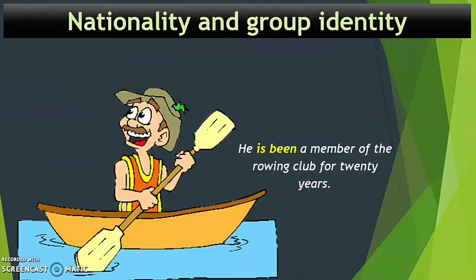The second use is to show nationality and group identity. We use be to talk about our nationality or identity with groups or clubs. For example, over here, we can see that he has been a member of the rowing club for 20 years. Another example, I am a cricket fan.